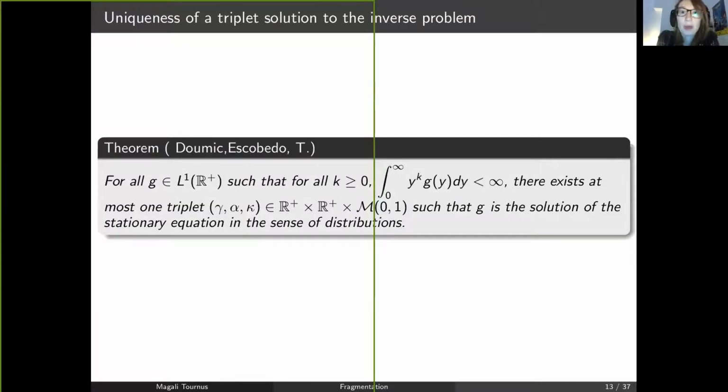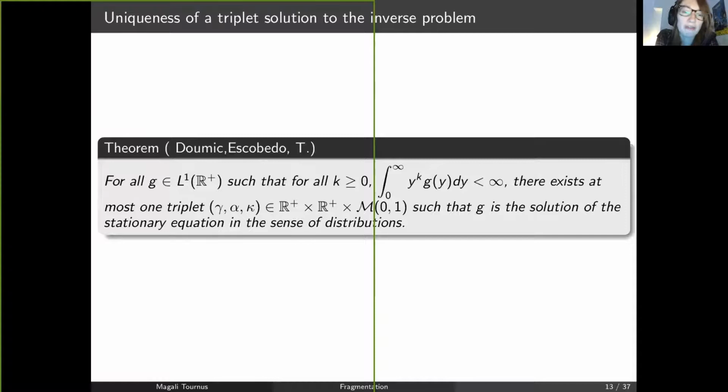Okay, the theorem we got is, let's take some profile G, which satisfies some assumptions. Then we can find at most one triplet, alpha, gamma, and kappa, such that G is the solution of this stationary equation that I wrote before.